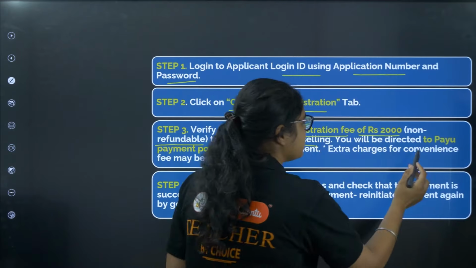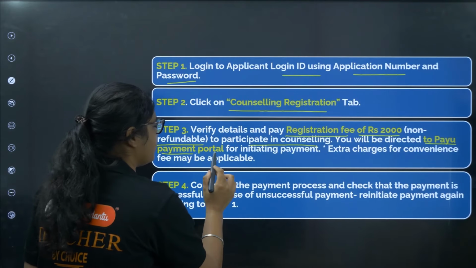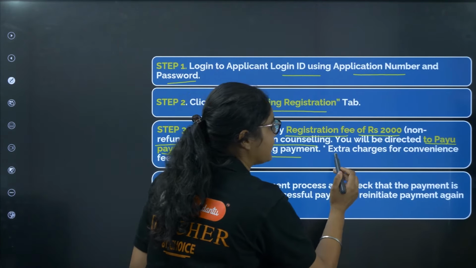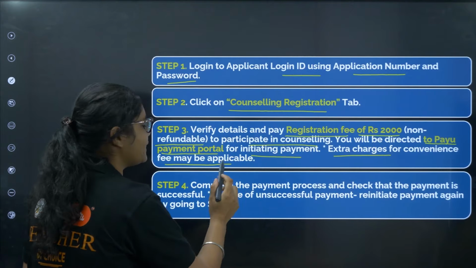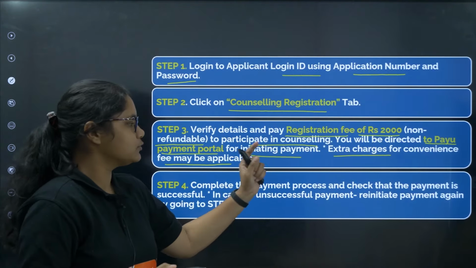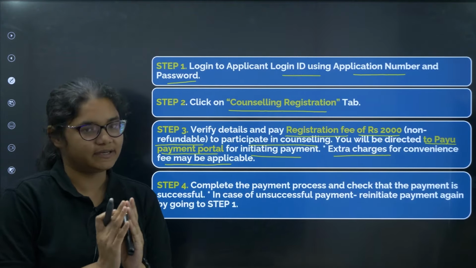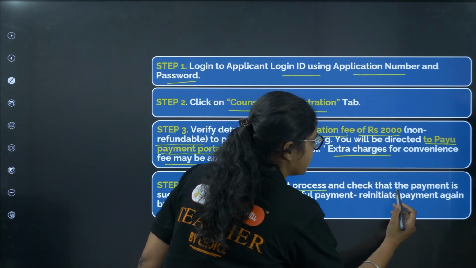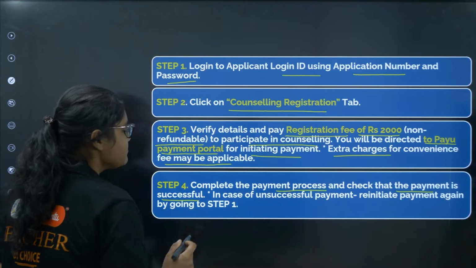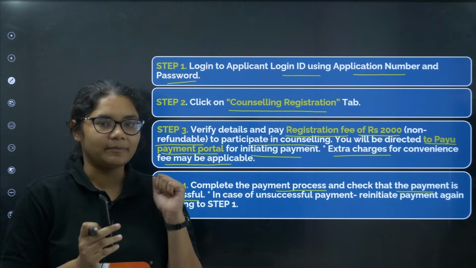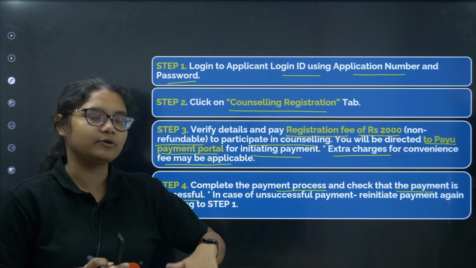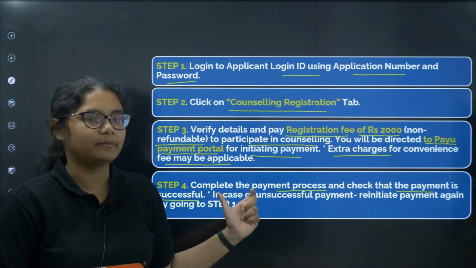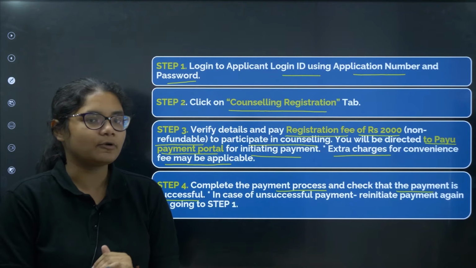For paying this, you will be directed to the PayU payment portal for initiating the payment, and extra charges for convenience fee may be applicable. Some extra charges more than 2000 will be applicable as convenience fees. Now after you complete the payment process, check that the payment is successful. You have to be very careful here that the payment must be successful, because only after that can you do the next process. If the payment is not completed, the rest of the process cannot be done.